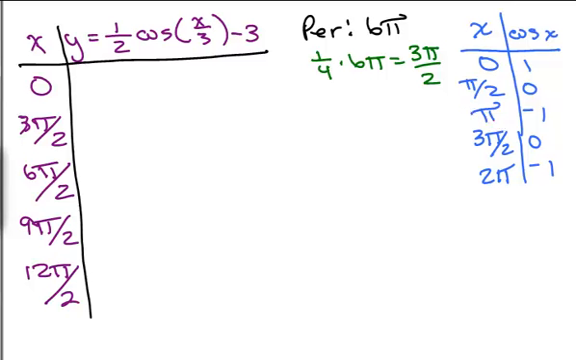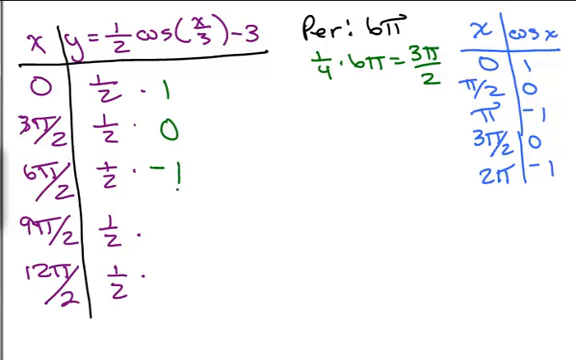Okay. So how am I going to get my y coordinates? Well, y is going to be 1/2 times whatever the cosine is, right? But minus 3. So I'm going to have 1/2 times the usual suspects over here, which are 1, 0, -1, 0, and I see I accidentally put a -1 over here. It's supposed to be a 1 as well. 1.